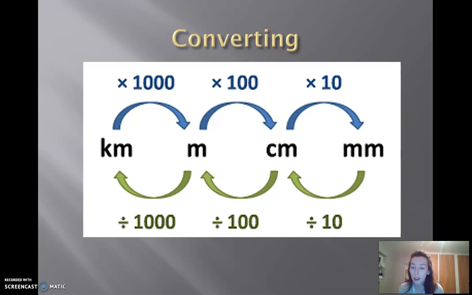Okay. Then look at the green for the opposite way. If you're going from millimeters into centimeters, you divide by 10. So this is where your decimals might start coming in. As well, if you're going from centimeters to meters, divide by 100. And if you're going from meters to kilometers, divide it by 1,000. So we're going to practice a couple of those now.